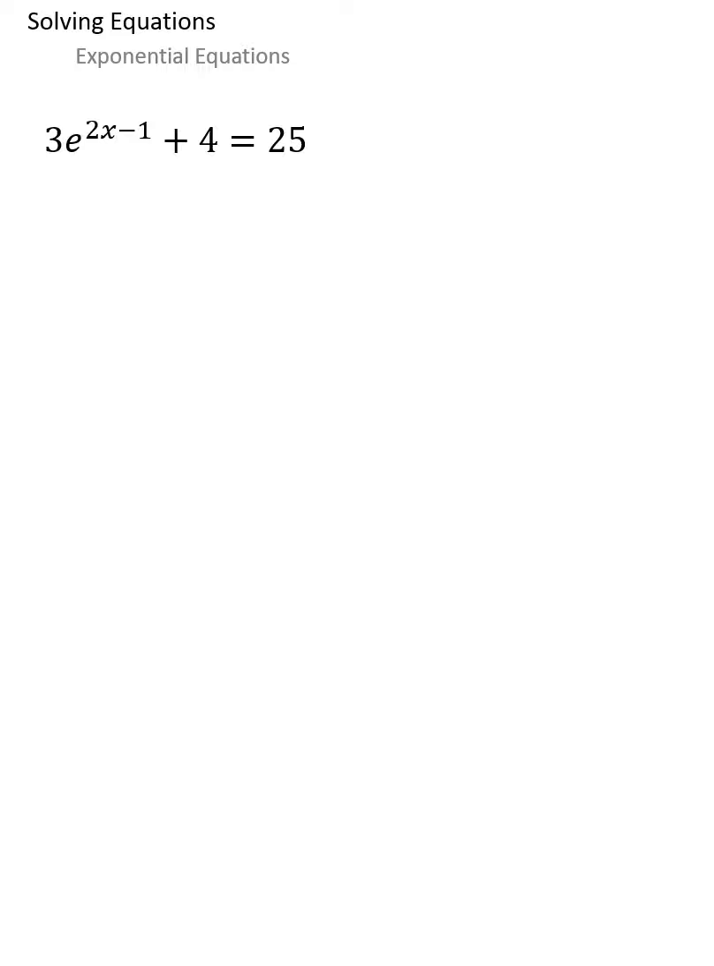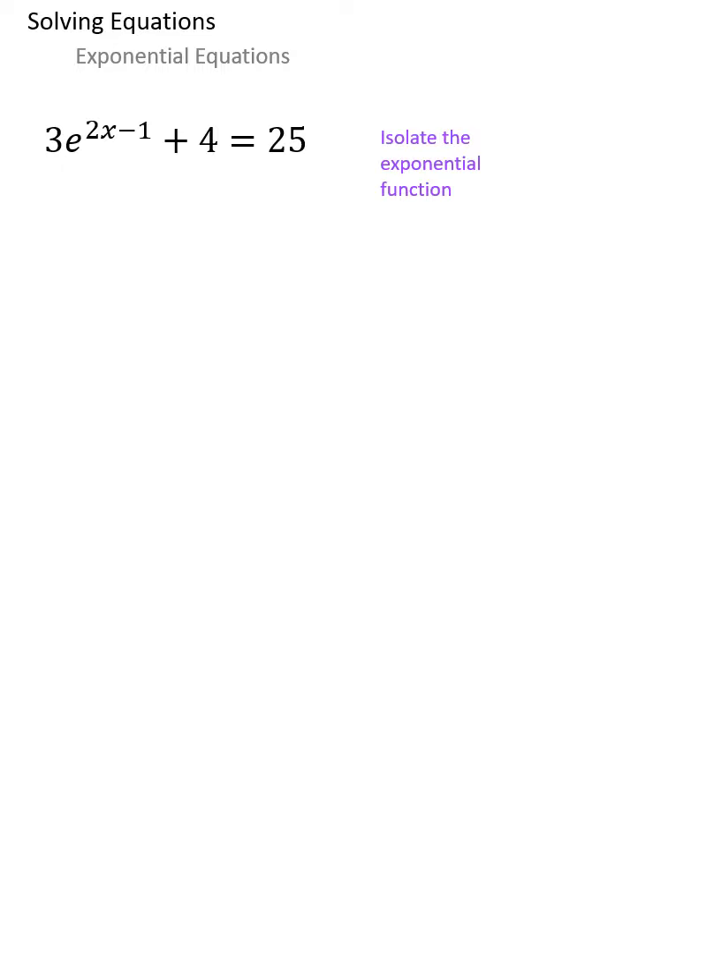And in this problem, we have e. Remember, e is not a variable. e is the number 2.718 approximately, and it's a special number in mathematics, but we need to be thinking of e as a number here. Okay, so I have an x in the exponent of an exponential function, and therefore I have to isolate that exponential function in order to solve for x.